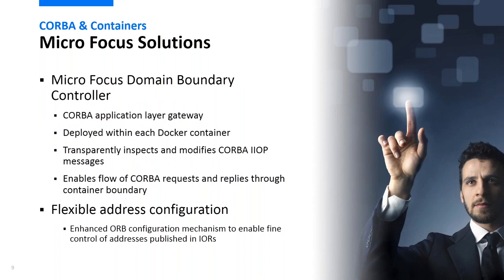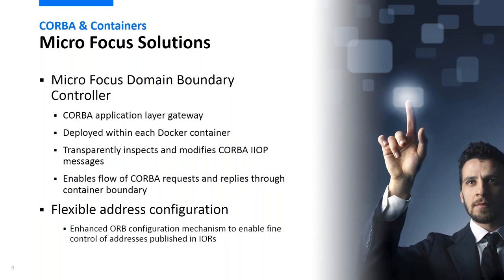Let's take a minute to explore in a bit more detail what the domain boundary controller component is about. The boundary controller is a CORBA application layer gateway that gets deployed inside each Docker container. It inspects messages that flow through the container network, and it transparently modifies IOP messages as needed. This enables CORBA requests and replies to flow through the container boundary as if that boundary wasn't there, in a controlled and secure fashion.